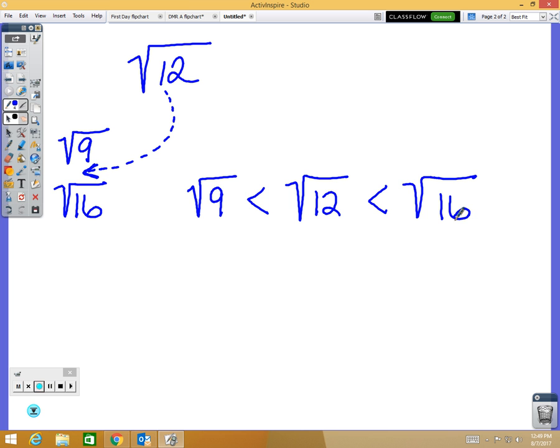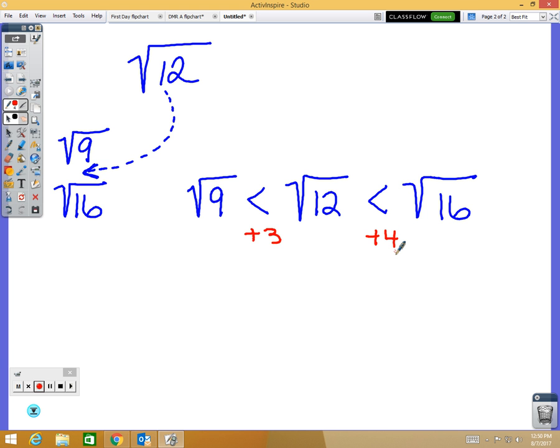What if I asked you this and I didn't have that square root symbol, the radical sign? What if I didn't have that on there? And I said 9, 12, 16. Is 12 closer to 9 or is 12 closer to 16? Now that one's easier to answer, right? So you just explained your reasoning. You said that 12 is 3 away from 9, but it's 4 away from 16.